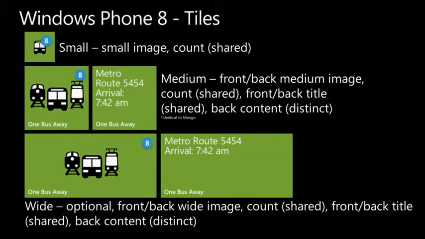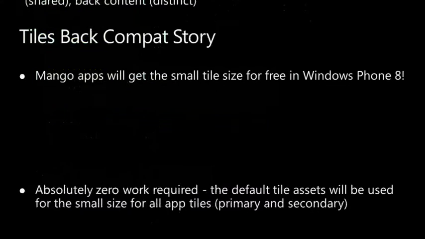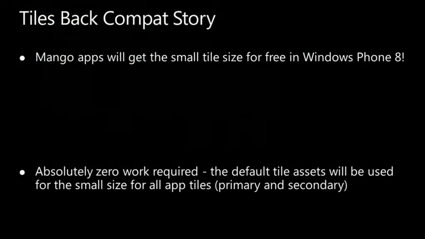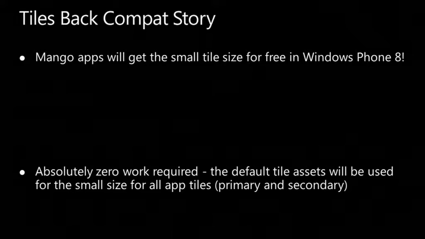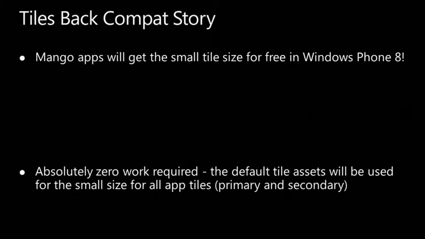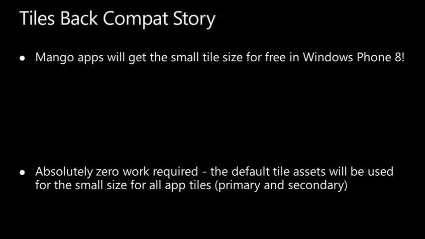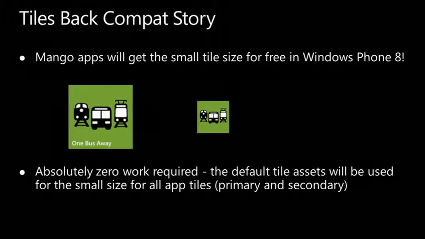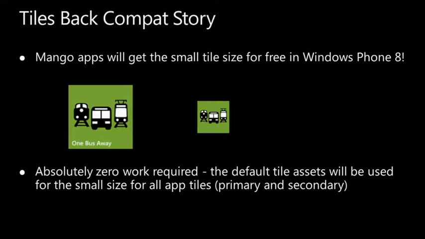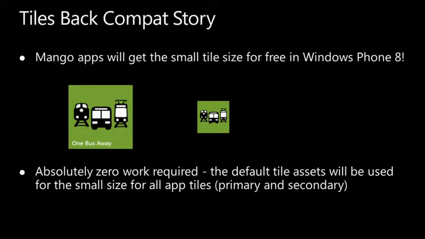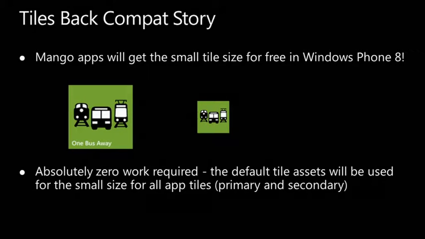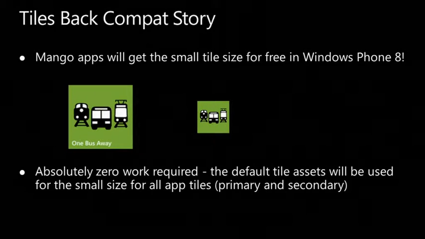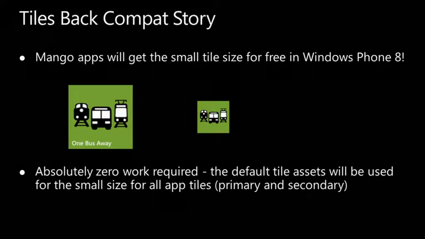OK, so what does that mean for you as a developer? Well, there's some pretty good news. Mango apps, or Windows Phone 7.5 apps, actually get the small tile for free, and we're going to do all of the work that's required to do that. So if you have a tile that's the medium size, or what is now the small size, but it now becomes the medium size, we'll take care of shrinking your image down so that it fits on the small tile. And then the count, of course, will also be there as well if you take advantage of that.